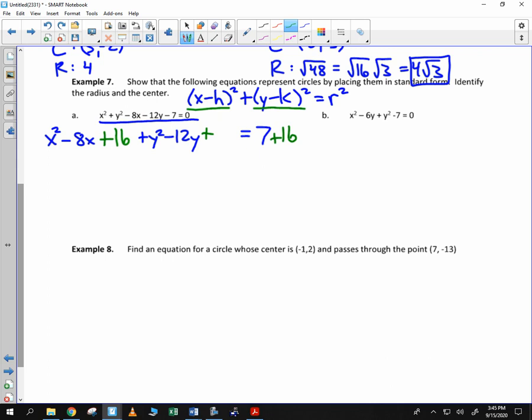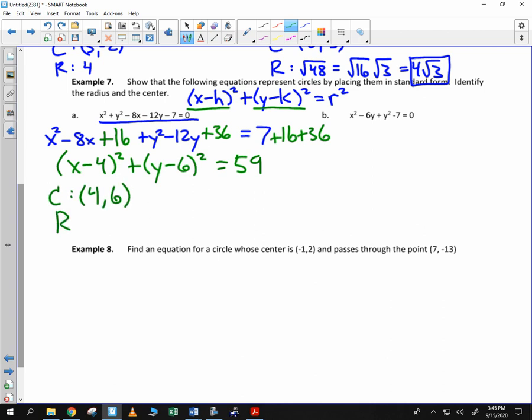-12, if I divide that by 2, I get 6, squared is 36. Add the 36 to the other side. Notice what we now have. X minus 4 quantity squared plus y minus 6 quantity squared is, see, we have 23. 23 and 36 make 59. Therefore, the center is 4, 6. The radius is the root of 59.